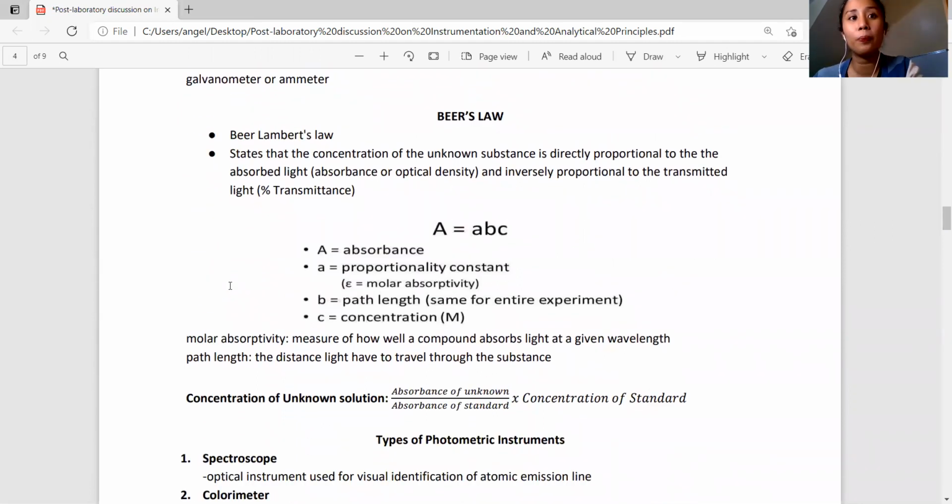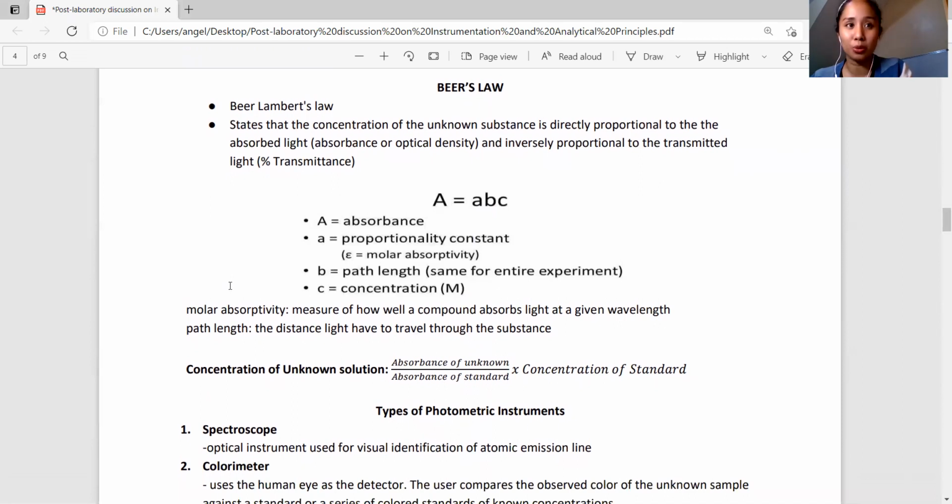So, class, I just want to emphasize this Beer's law. Beer-Lambert's law, class, is very important in computing for the concentration of our unknown solution. So, to solve for the concentration of the unknown solution, it is the absorbance of the sample, so absorbance of light of our unknown sample, over the absorbance of standard. So, ito na yung standard na pinag-uusapan natin, di ba, may primary standard, times concentration of the standard.